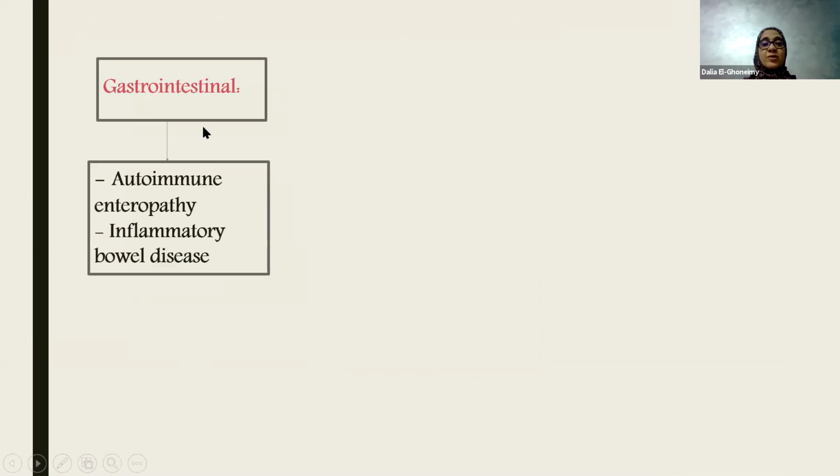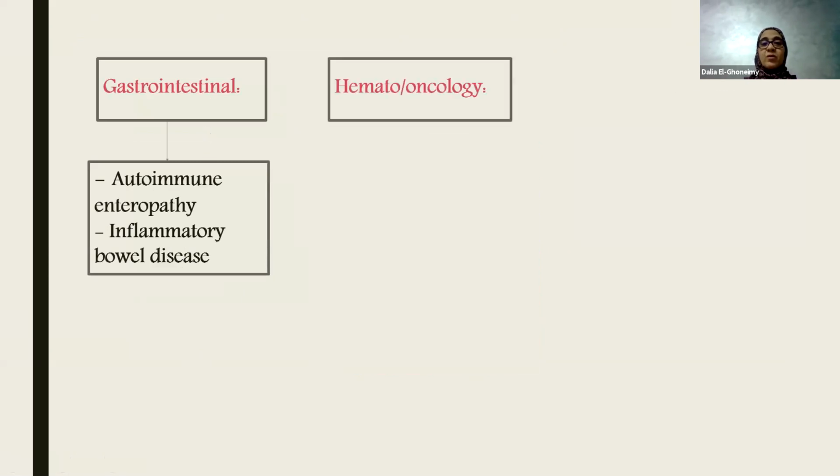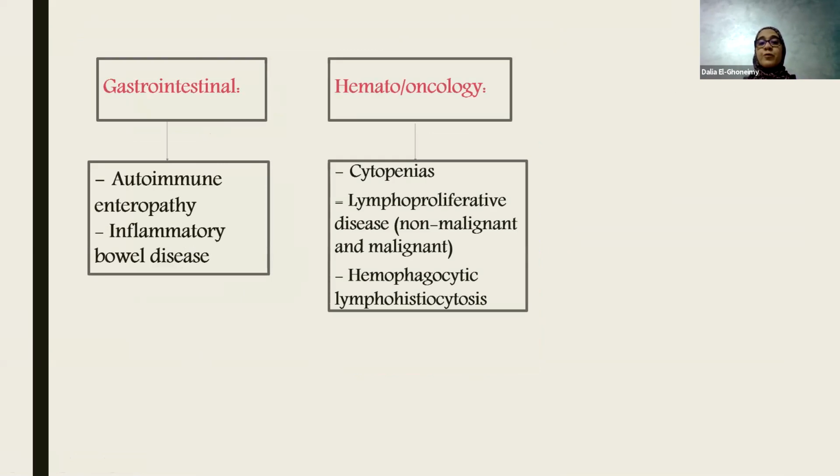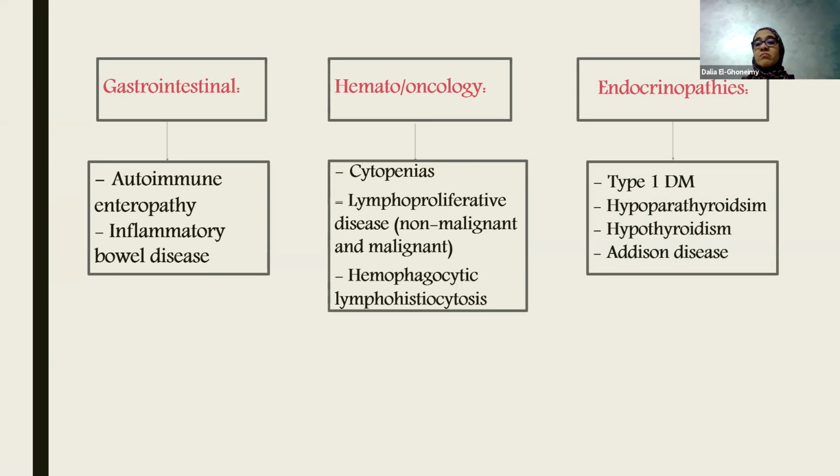They could manifest as gastrointestinal autoimmune enteropathy and inflammatory bowel disease. They can present with cytopenias, lymphoproliferative disease, whether non-malignant or malignant, and hemophagocytic lymphohistiocytosis, whether the genetic types or complicated by secondary hemophagocytic lymphohistiocytosis. Endocrinopathies like type 1 diabetes, hypoparathyroidism, hypothyroidism, and Addison disease, like APECED type 1, characteristically have a severe course and early onset. So as we can see, different specialties could encounter the patient at his initial presentation.